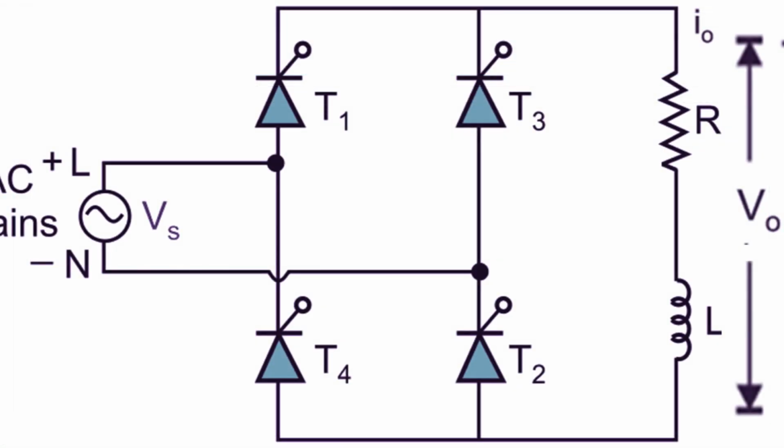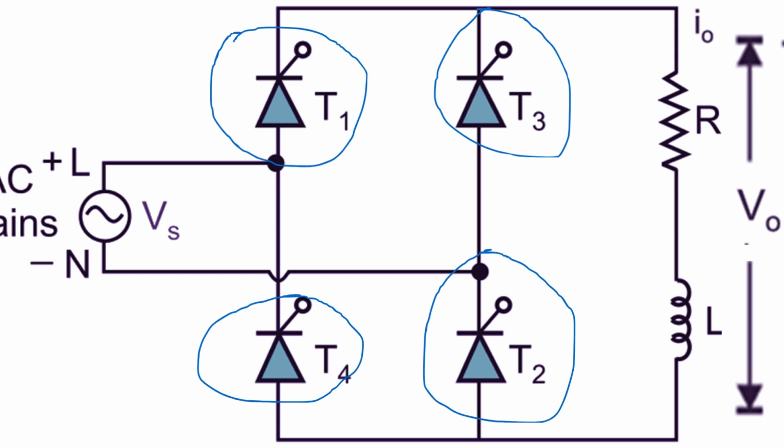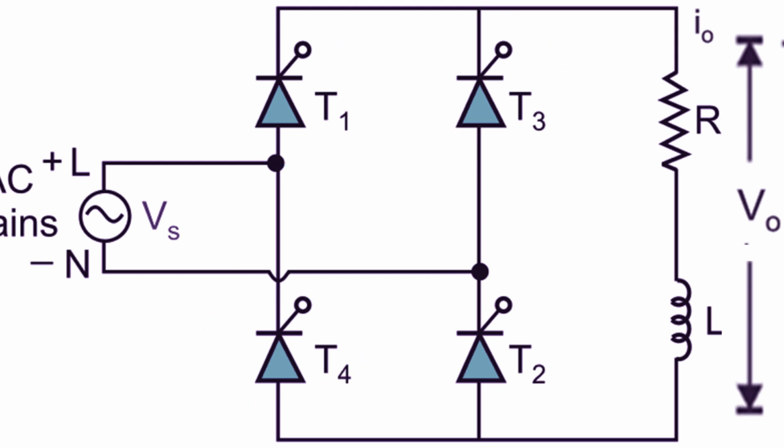So, what is a phase-controlled rectifier? Let's understand the basics. A phase-controlled rectifier is a type of rectifier circuit that uses thyristors, SCRs, instead of diodes to convert AC, alternating current, into DC, direct current. The key feature is that the output voltage can be controlled by adjusting the firing angle of the SCRs, that is, the point in the AC cycle when the SCR is triggered.